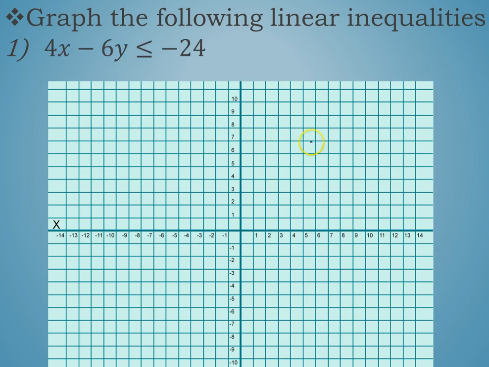So let's do the same thing for our standard form. We're going to set our x components, 4x equal to negative 24. So x equals negative 6. Define our x-intercept. We set our y component, negative 6y equal to negative 24. So y is positive 4. Define our y-intercept. Because it has an equal to, we're going to connect our dots with a solid line.